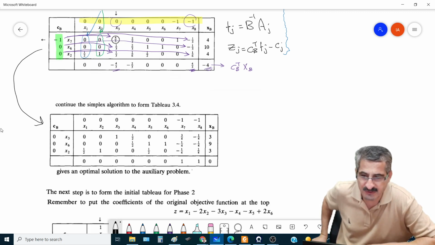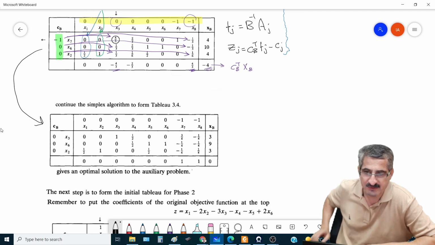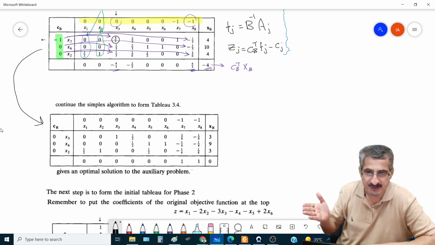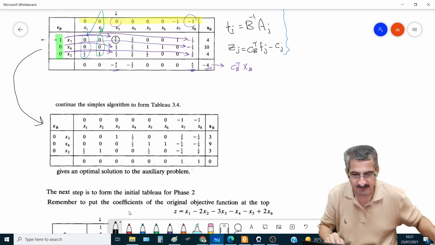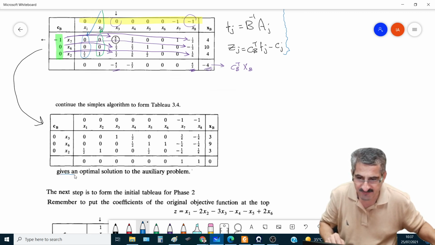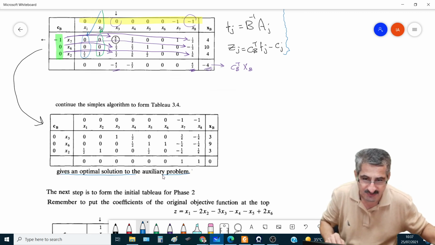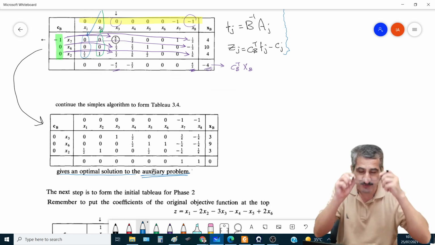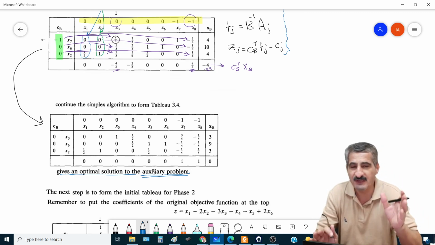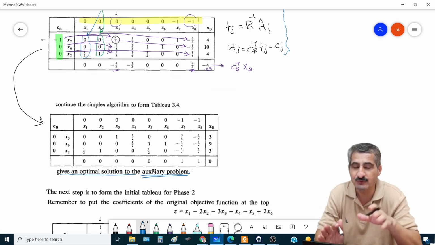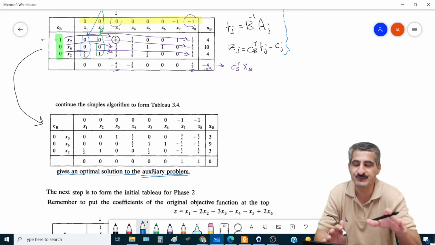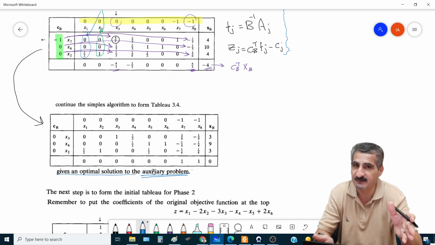Actually, x7 will be leaving, departing, and x3 will be entering. So do the computation the very same way. We reach this table, which gives an optimal solution to the auxiliary problem. So we are still working with the auxiliary problem. We had to make an auxiliary problem for this example because we introduced artificial variables. And now we reached the final table of phase 1.